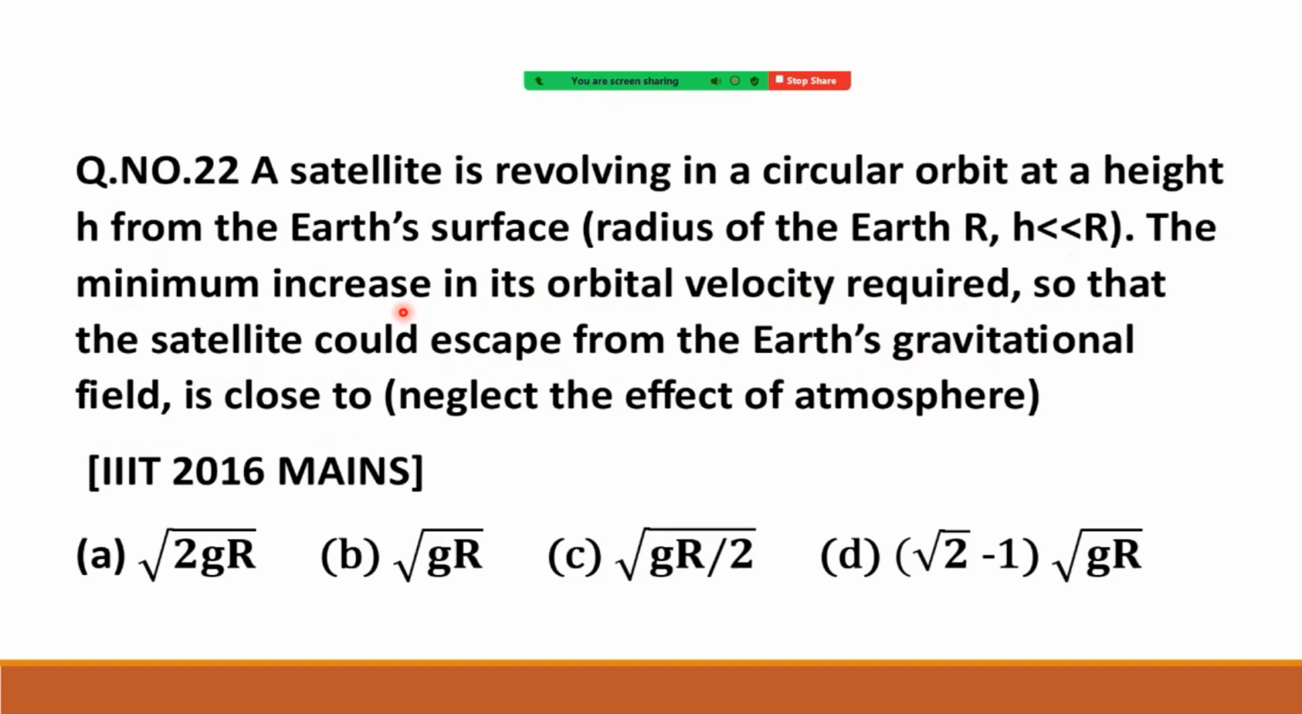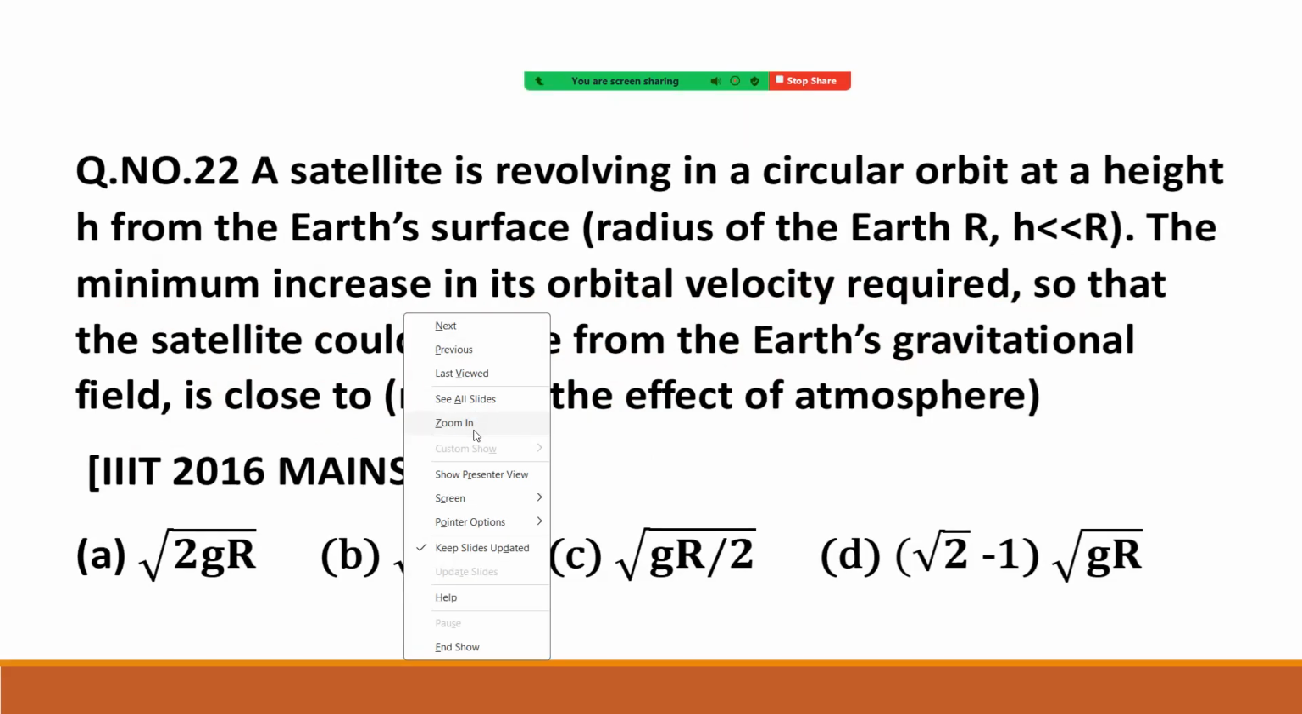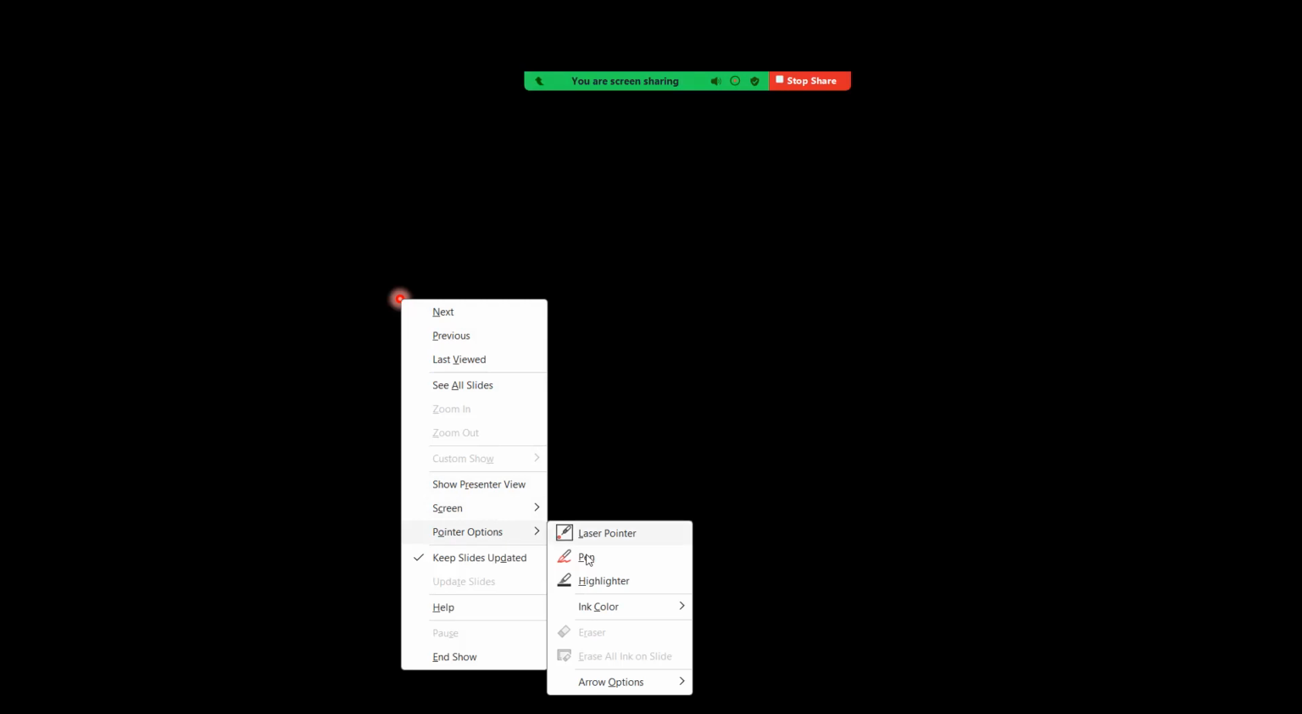Already it is in the orbit, right? It is asking for the minimum increase. Increase in the sense extra. Extra how much? Already in the orbit means it has orbital velocity, which is equal to root of GM by (R plus h). In this we are given the condition that h is very small. When h is very small, this will be equal to root of GM by capital R.